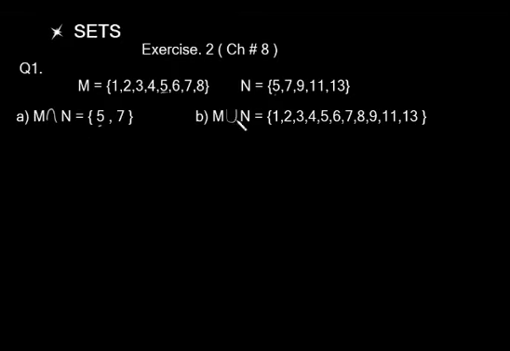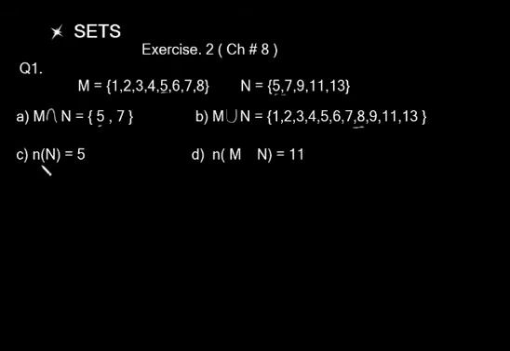In part B, it says union. As we know, union means combine. We have to combine the elements or members of M and N without repeating the element. If you look closely, M is starting from 1 to 8 and N is 5, 7, 9, 11, 13. It means that 1 to 8 will come as it is, and then of course 5 and 7 we already covered, so the only members left are 9, 11, 13, and we write these three members as they are. So this is the union of M and N.